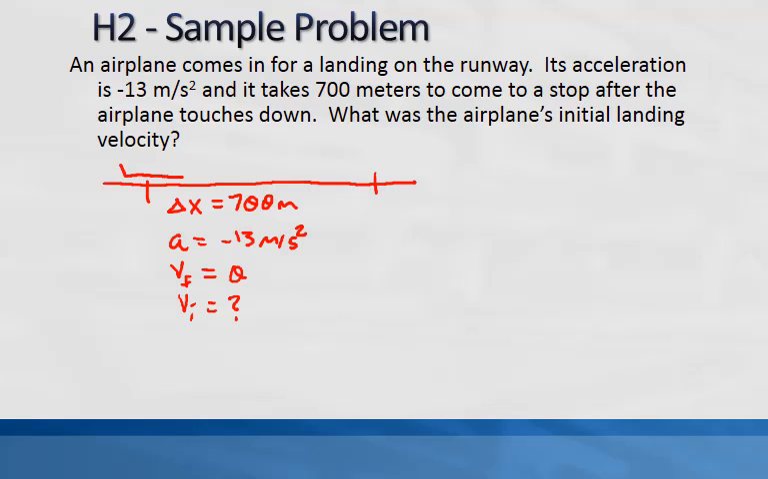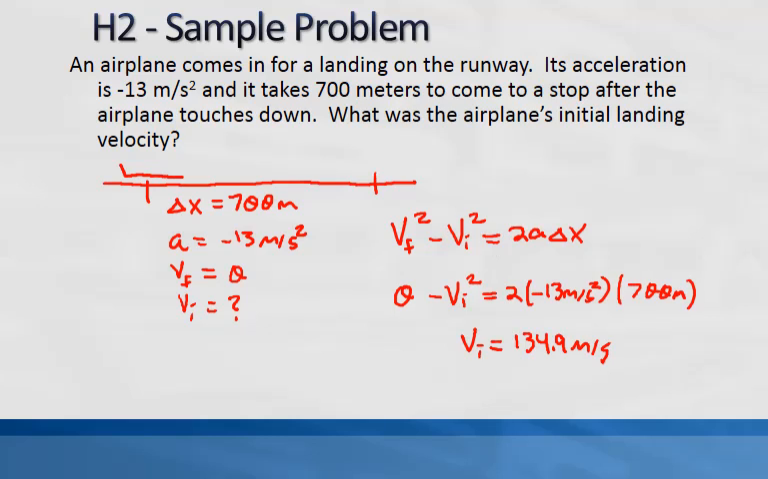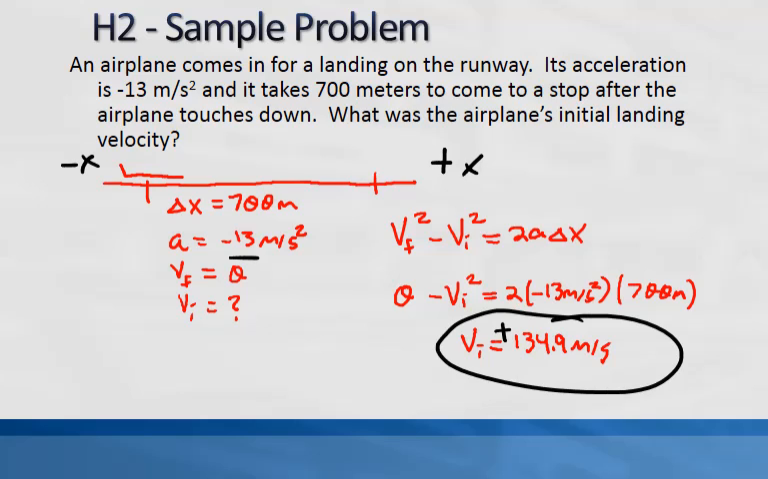Okay, so you set this up: delta x is 700, acceleration is negative 13 meters per second squared. It's going to come to a stop, and we want to know the initial velocity. So we can use v final equals v initial plus acceleration times time. Just rearranging the equation, we should get a velocity of 134.9 meters per second. Because we set things up left to right here, and acceleration is negative, this would be positive 134.9. That's the velocity as it touches down and then comes to a stop.